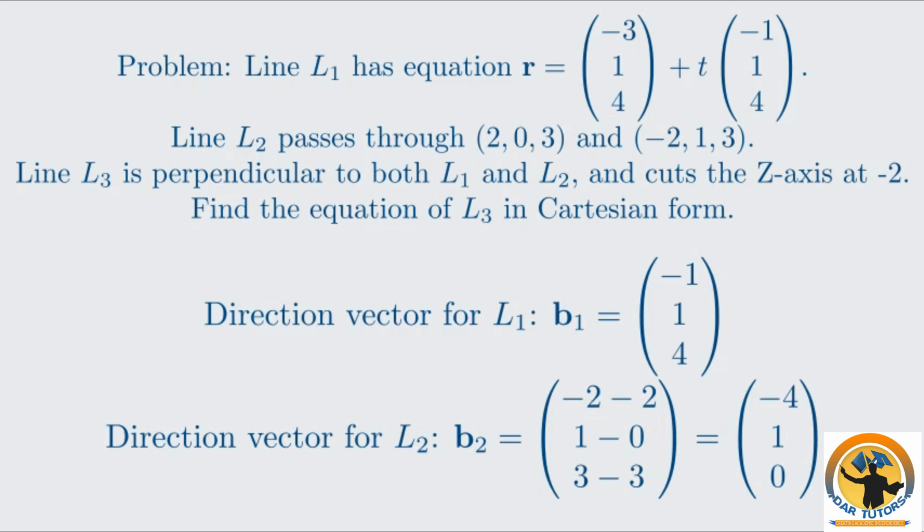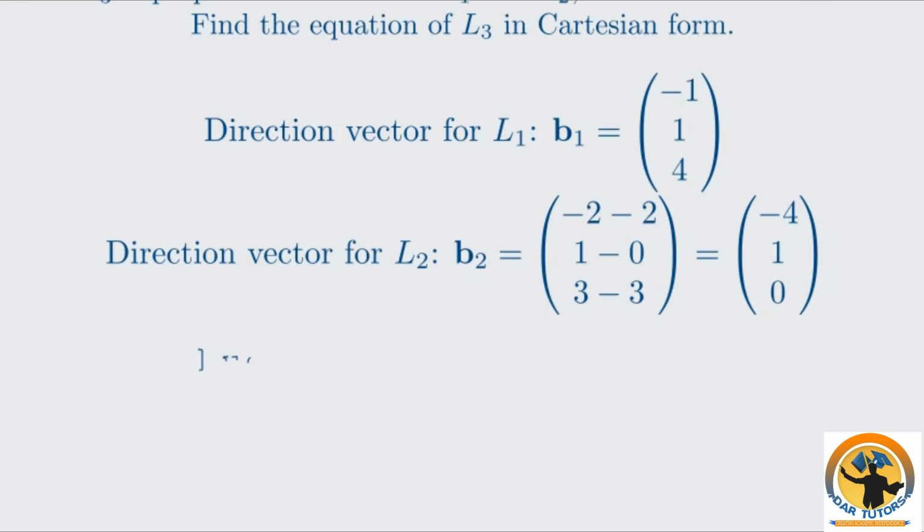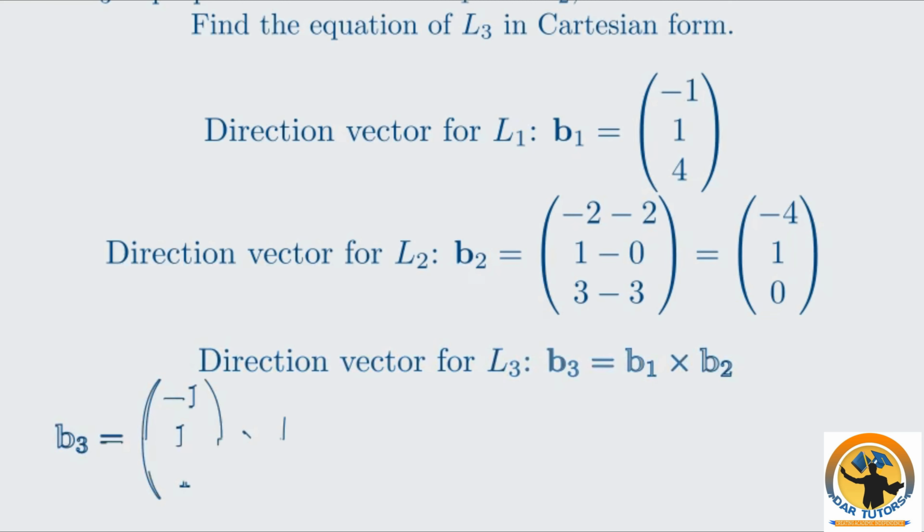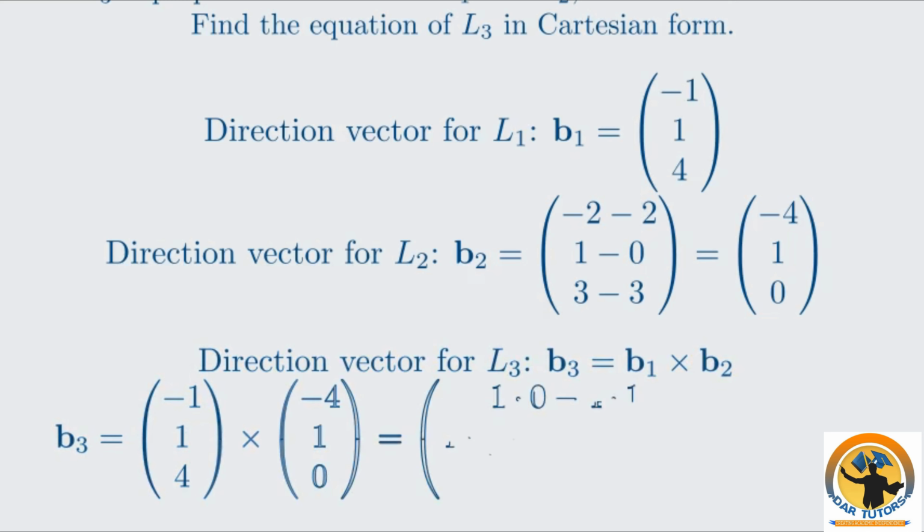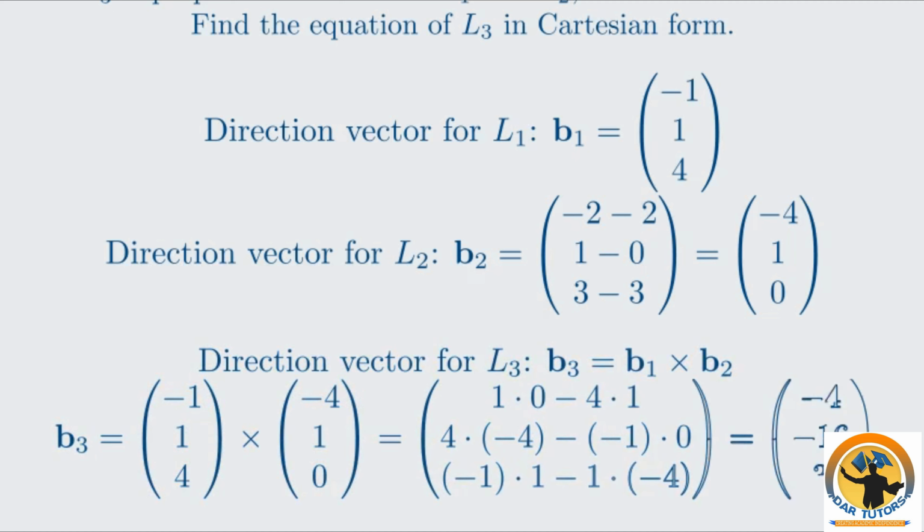We can find such a vector using the cross product. The cross product of B1 and B2 will give us a vector that is perpendicular to both. Calculating the cross product, we get the vector (-4, -16, 3). This is our direction vector for L3.